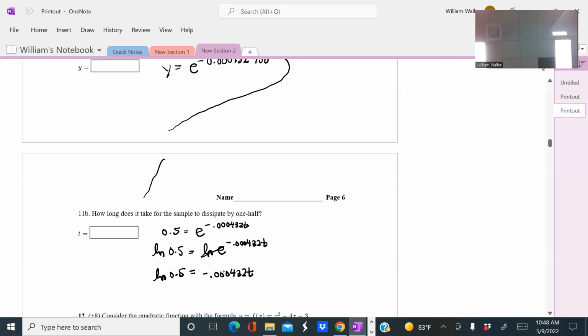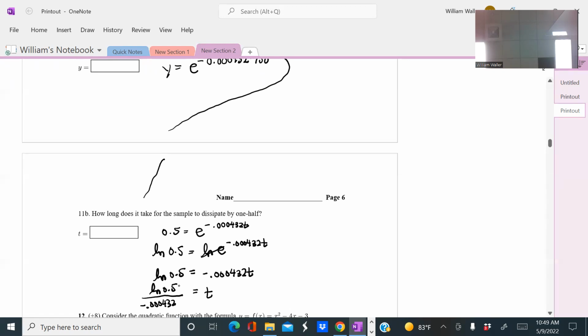Sure, you divide by the negative, right? Minus 0.000432. That should come out positive because it should be a positive amount of time, right? So if it doesn't come out as a positive amount of time, then that's a clue that you've done something wrong. But it will, because natural log of 0.5 is a negative number.